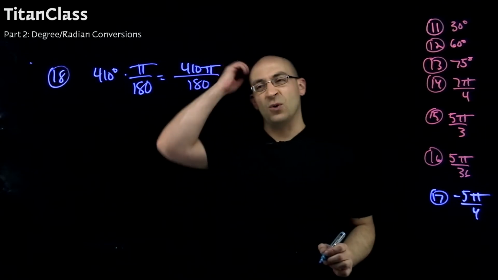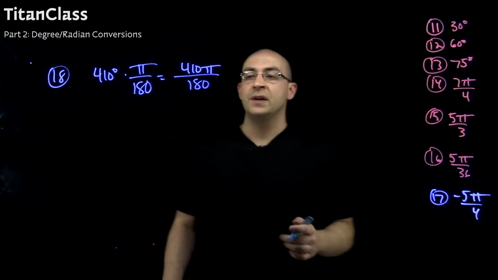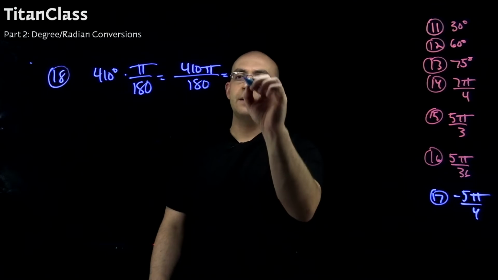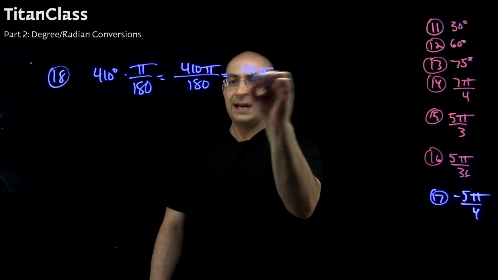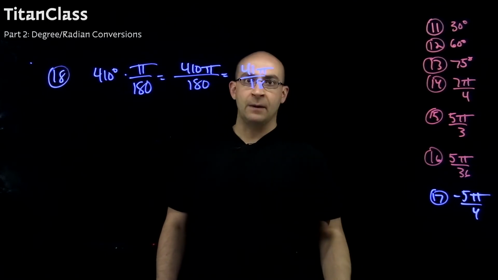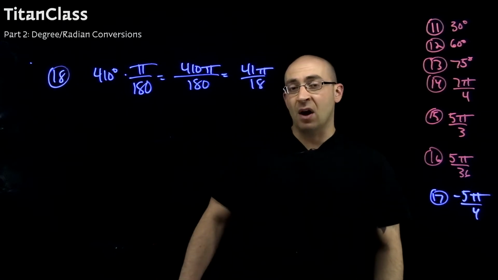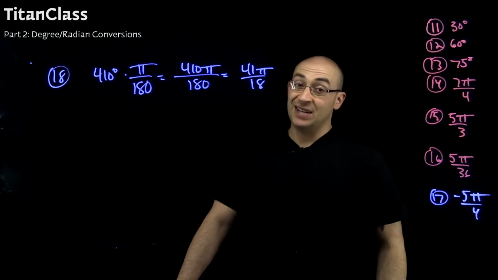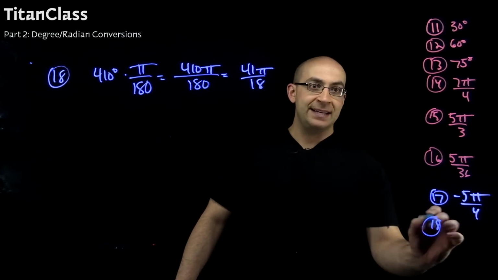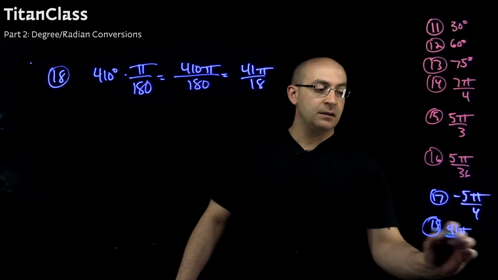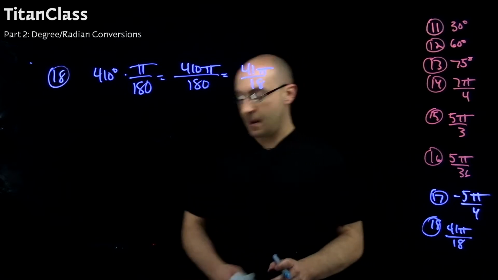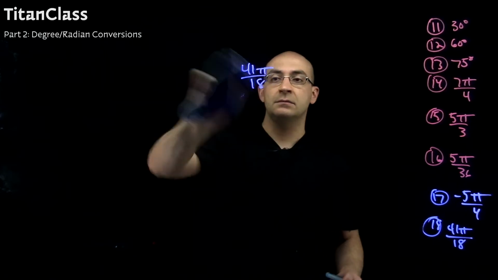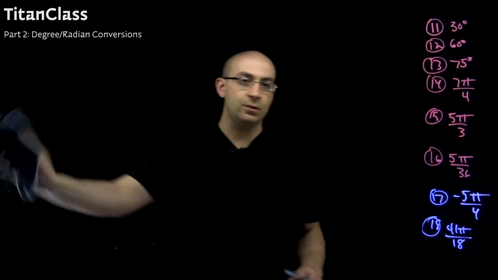Okay, well, 410 is not really a number that we use often. So I know I can divide both by 10, right? Because they both have a 0 on the back. So this is 41 pi over 18. Well, 41 is prime. I can't divide any number into 41 except for 1 and 41. So this is actually my answer. The answer to number 18 is 41 pi over 18. Okay. Next two problems are going to be radian driven, radian to degrees.